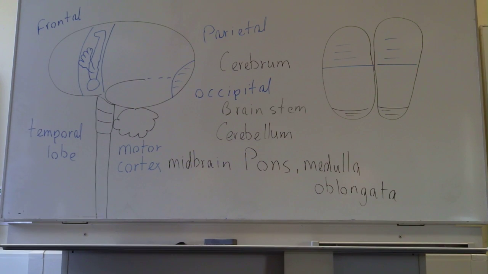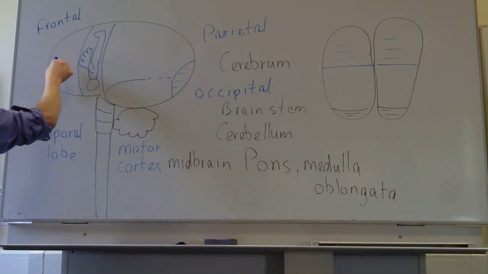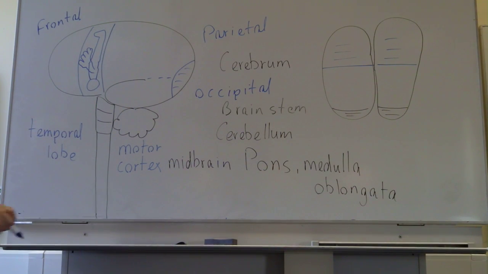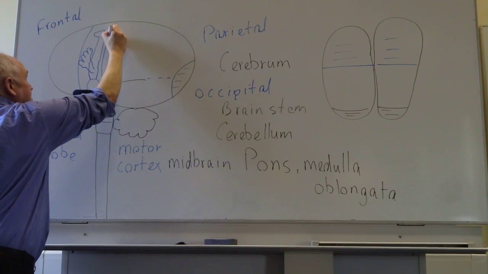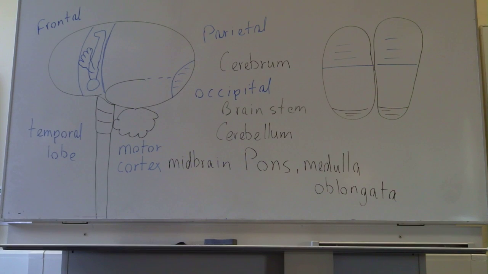Where's the temporal lobe in it? The temporal lobe is here. That one. Yeah. So the motor cortex is part of the frontal lobe. That's the division there between the frontal and the parietal.